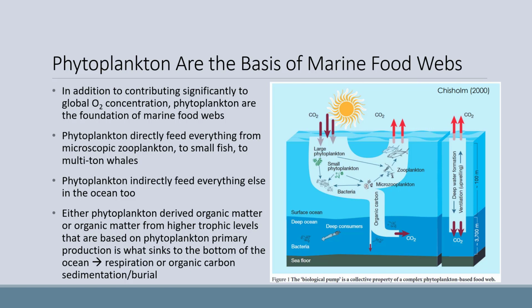Phytoplankton directly feed everything from microscopic zooplankton to small fish to multi-ton whales. Phytoplankton also indirectly feed everything else in the ocean too, similar to how plants indirectly feed carnivores. Either phytoplankton-derived organic matter or organic matter from higher trophic levels that are based on phytoplankton primary production is what sinks to the bottom of the ocean. Once there, the organic matter is either respired, but still out of contact with the atmosphere for a while, or the organic matter, the organic carbon, is buried.